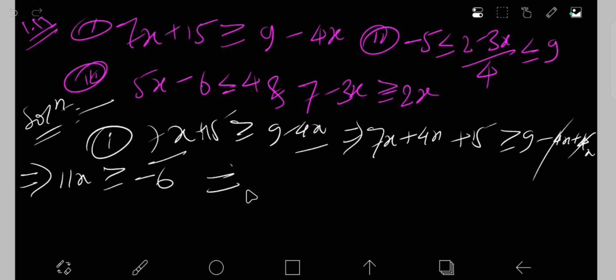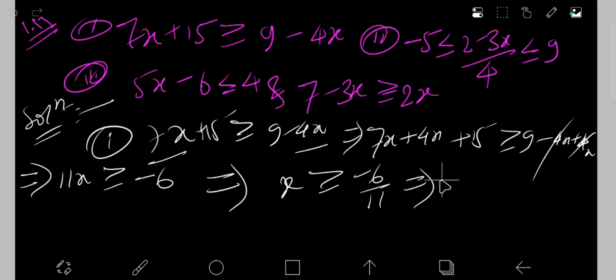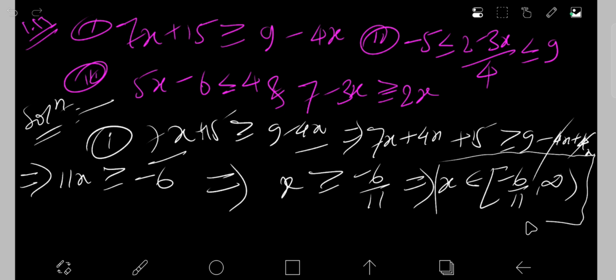Means here we see this 11, how we cancel out, then we divide both sides by 11, so we get x is greater than or equal to minus 6 by 11. Means x is greater than, so the least value is minus 6 by 11, because here the equality sign is included. So what is the solution of this one? We write minus 6 by 11, this is the least value, and the upper value we take up to infinity.